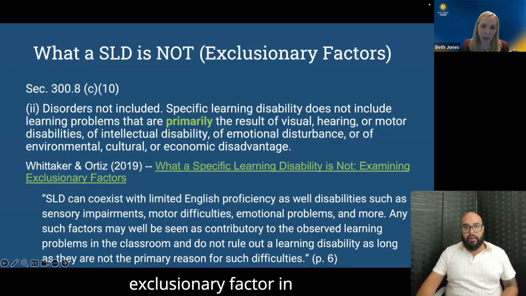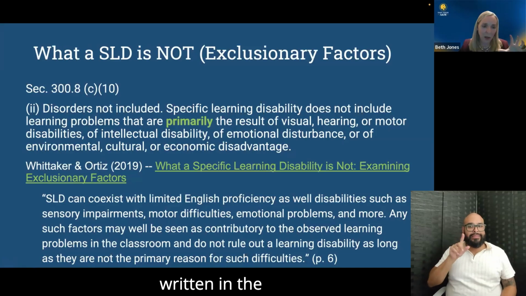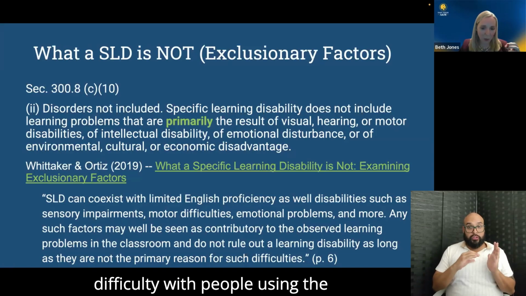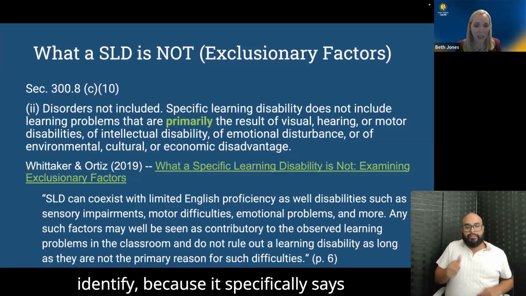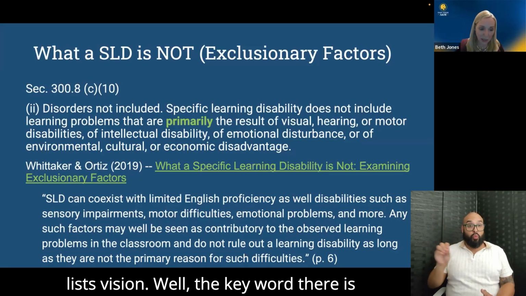All right, and the next slide goes into what is not a disability, what is not a SLD, and this is where the exclusionary factor is in the definition of SLD. This is how it's written in the legislation, which is why we get that difficulty with people using the exclusionary clause as a reason not to identify, because it specifically says disorders not included, and it lists vision.